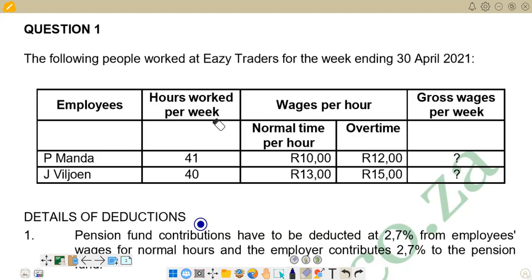Today we want to look at a question from November 2021. This is the first part of the question, which is question 1. This question requires us to prepare a wages journal, so we are just going to look at the part for the wages journal.